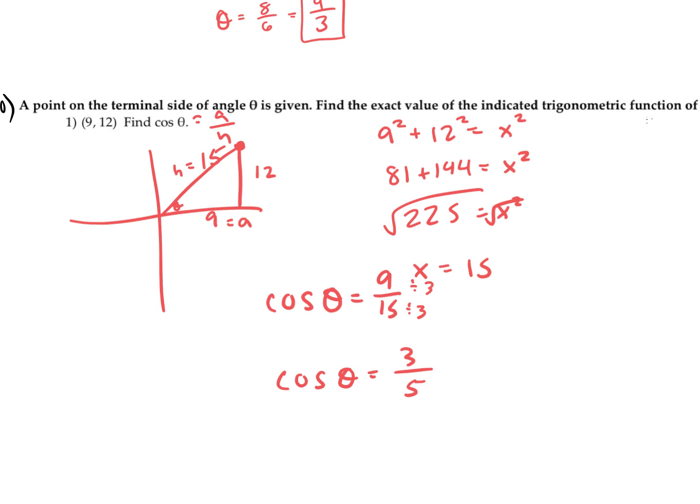The last thing we always want to check for these is our signs. So we have all students take calculus. We're in the first quadrant, so all of them are going to be positive, so cosine's positive. If I were in the second or third quadrant, cosine would be negative, so always just keep an eye out for that at the end.